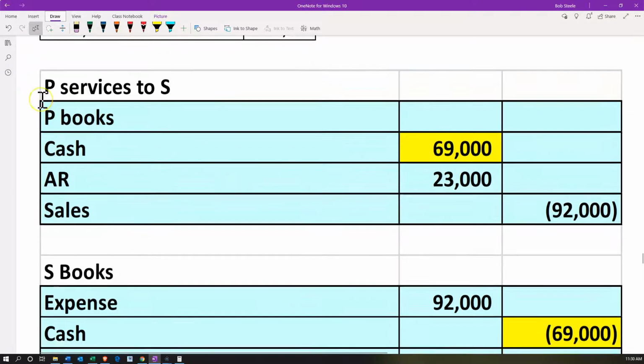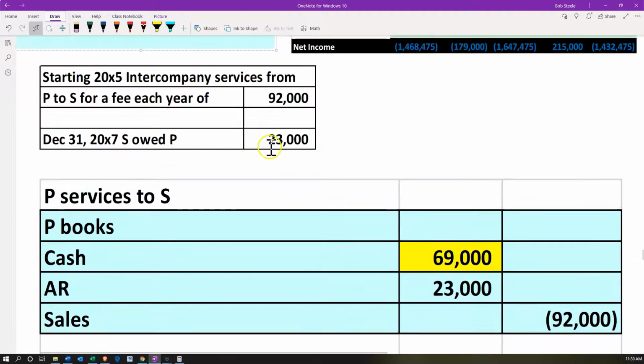So if it's going from P to S, what would happen in terms of transactions? Well, on P's books, we're going to say there's still $23,000 that wasn't received. So you would think, all right, well, sales must have gone up then by the $92,000 because that's the agreement. And then cash would have been received, or we still are owed $23,000.